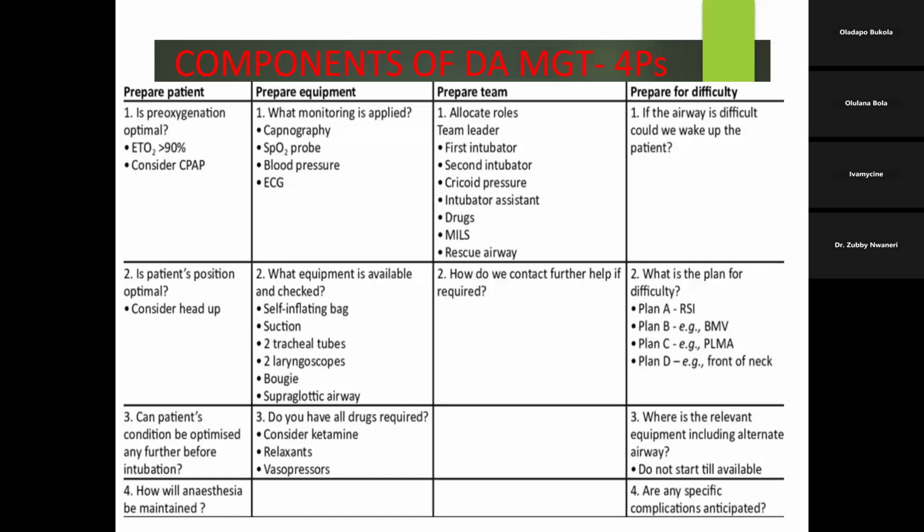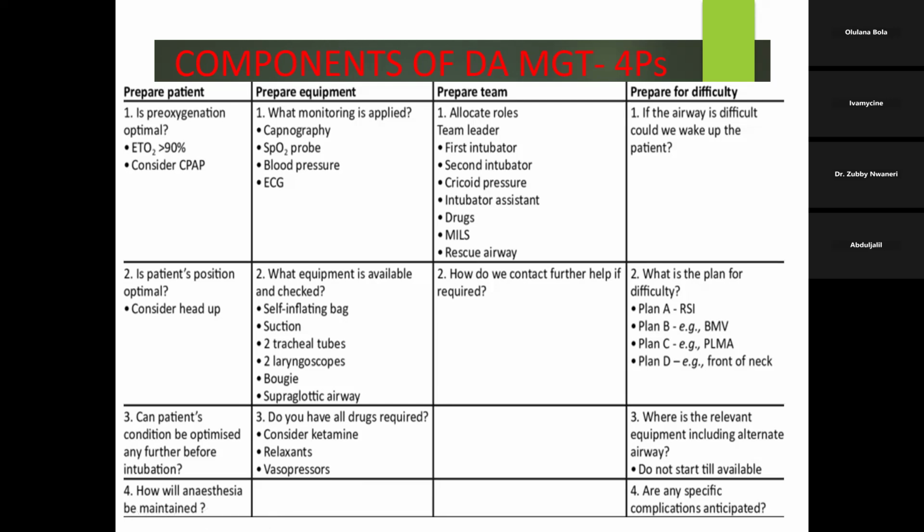Is the patient's position optimal? You may need to consider head up. Can this patient's condition be optimized any further before intubation? How will anesthesia be maintained in this patient? Then you prepare your equipment, not just the airway equipment, but also the monitoring equipment, and of course, all the other things you will need. Then do you have all the drugs required? Considering the condition of the patient, this would determine the types of drugs that you will use.